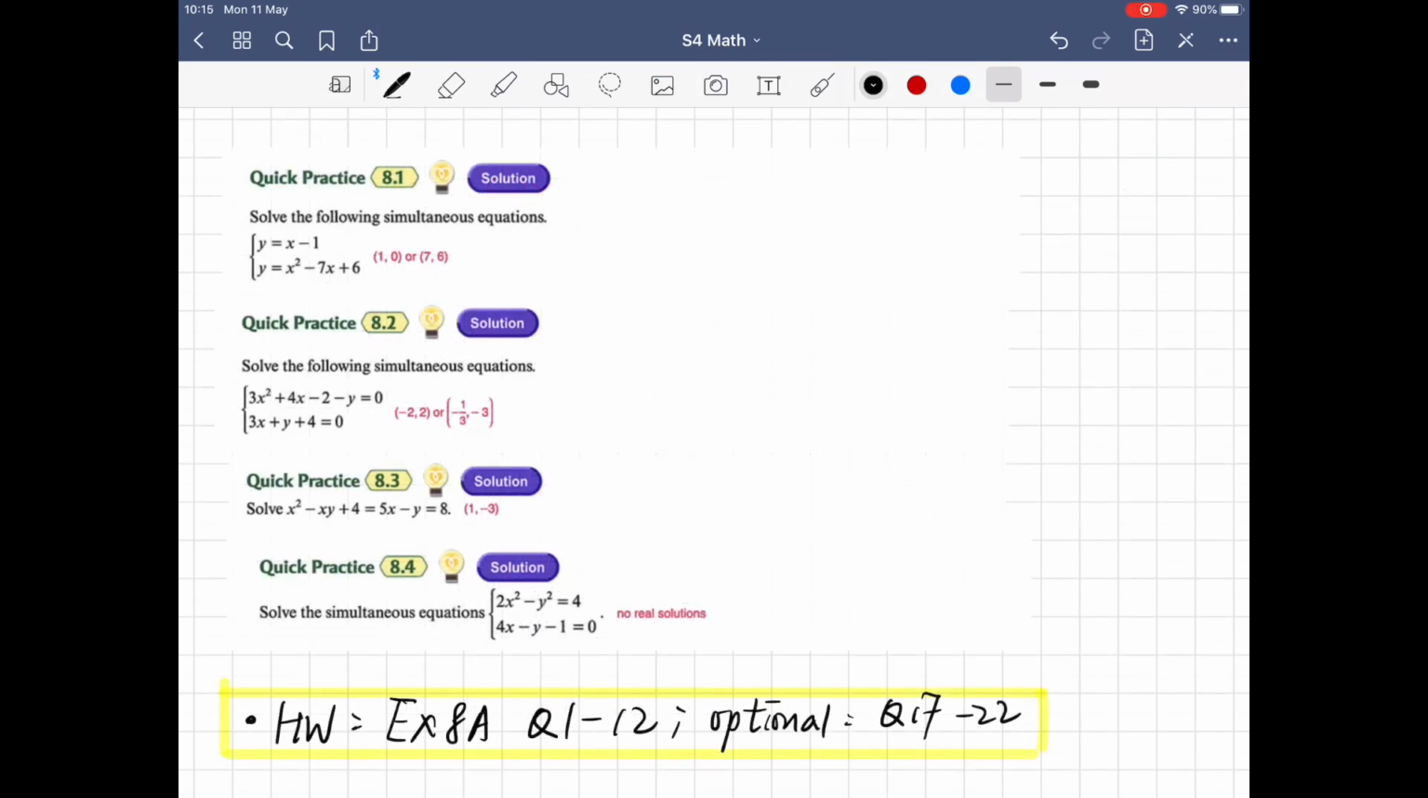So for the remaining time, please help me to finish the classwork Quick Practice 8.1 to 8.4, and also the homework for today, exercise 8A, question 1 to 12, and for question 17 to 22, they are optional.